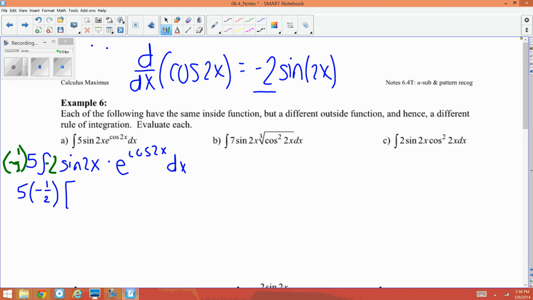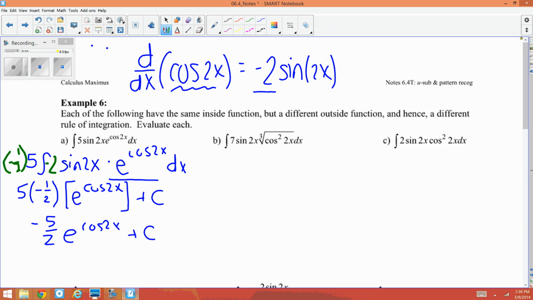Okay, and I picked this function because this is like the bulkier function. This one, it's a little bit more complicated. And plus, I told you we're using pattern recognition of the derivative of cosine. So the antiderivative of e to the cosine of 2x times the other part would be e to the cosine of 2x, plus c. So there we go, negative 5/2 e to the cosine of 2x plus c.